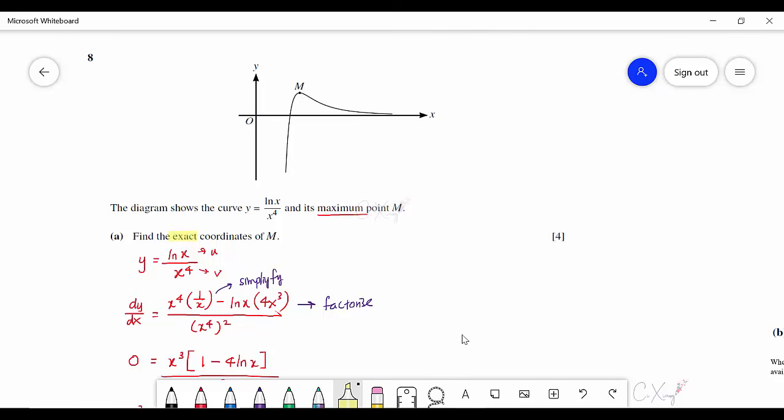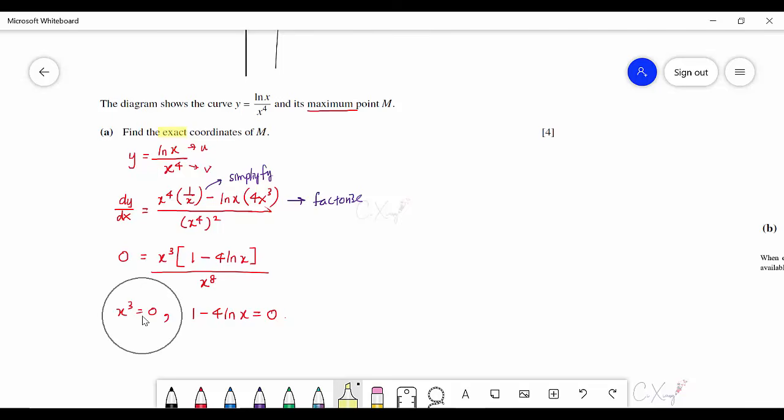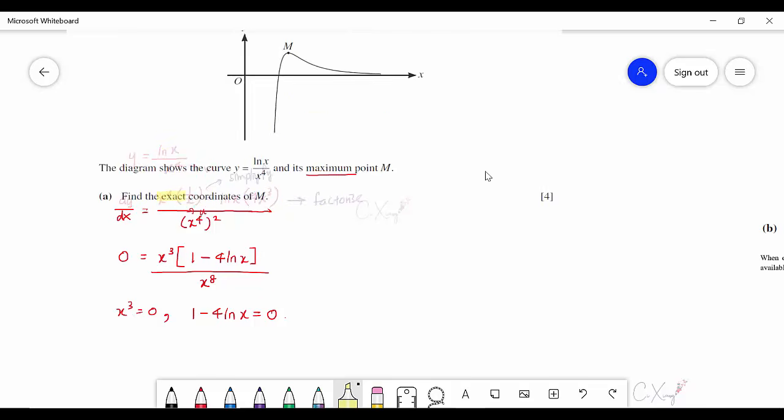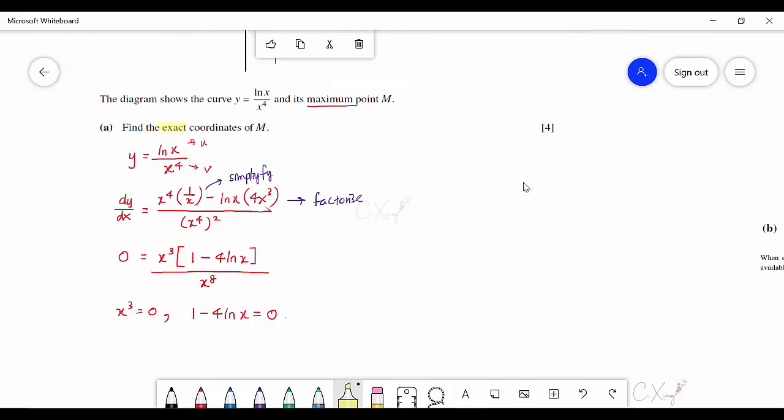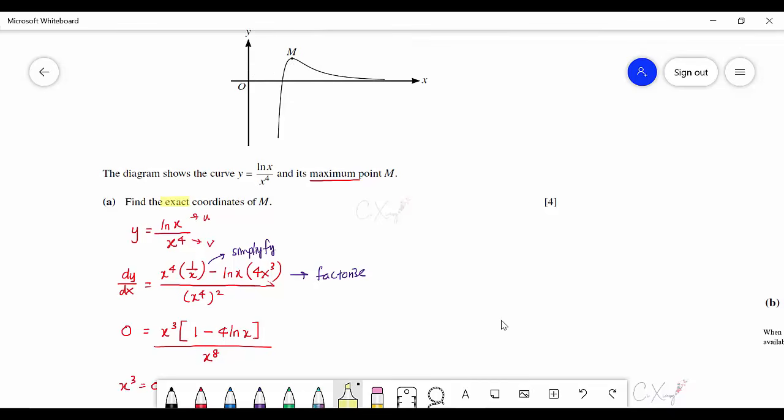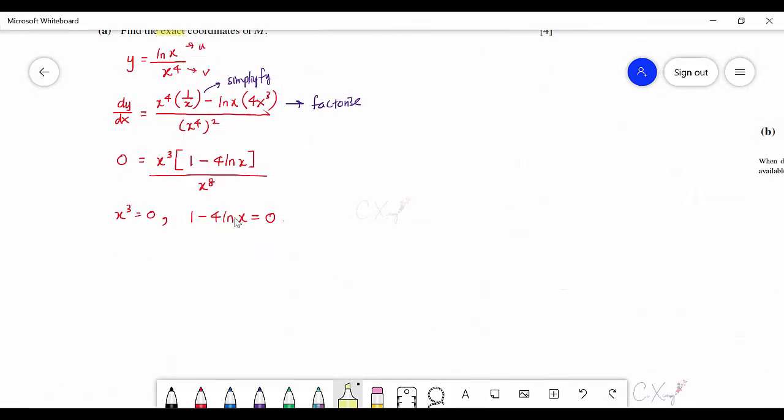Therefore, when you want to solve for x power 3 equals to 0, you can ignore it, because you won't see any solution at x equals to 0. So we can suspect that the m here is actually solved by using this equation. To solve this equation, I will bring the ln x over, and I will have 1 over 4. Therefore, x will be equal to e power 1 over 4.